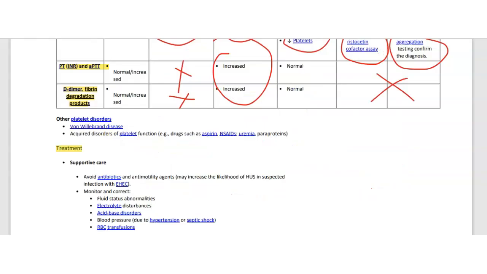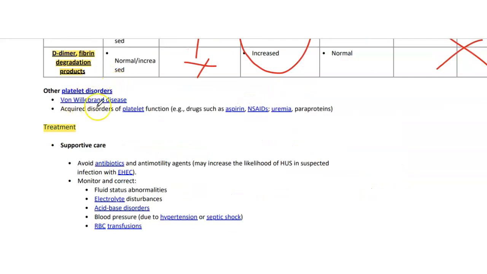So these are the different types of differential diagnosis of hemolytic uremic syndrome. Other platelet disorders include von Willebrand disease, and acquired disorders like drugs such as aspirin and NSAIDs, uremia, and paraproteins.